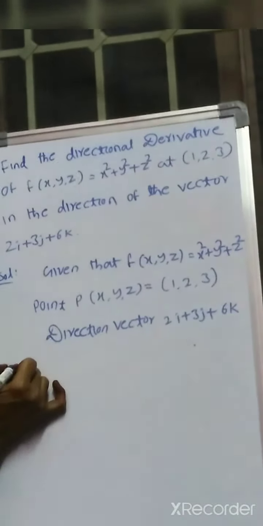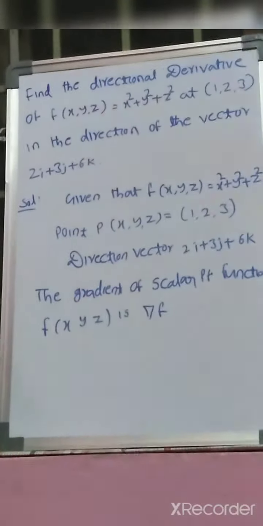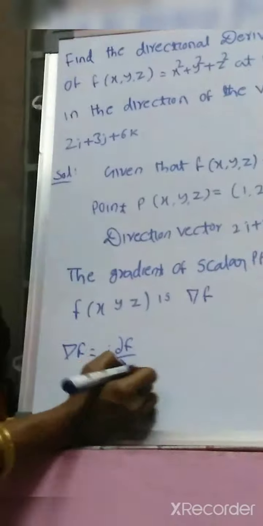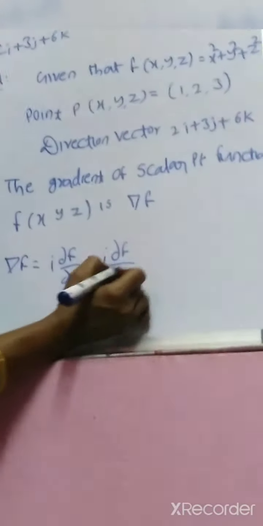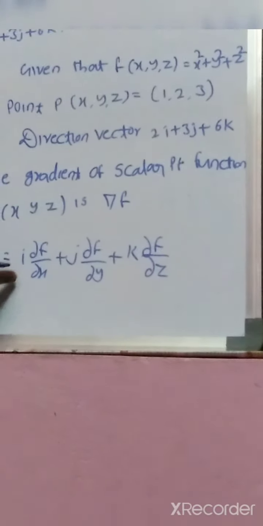The gradient of the scalar point function f of x, y, z is grad f. So first we find grad f. Grad f is equal to i dou f by dou x plus j dou f by dou y plus k dou f by dou z. First find the value of grad f.